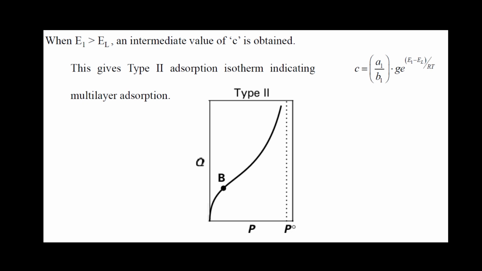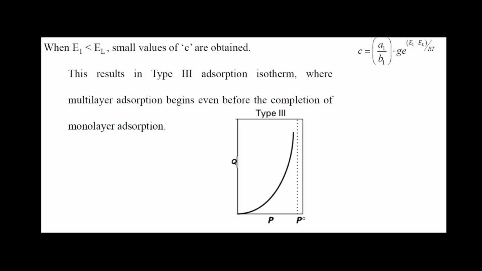This gives type 2 adsorption isotherm, indicating multi-layer adsorption. And next is when E1 is less than EL, small values of C are obtained. This results in type 3 adsorption isotherm, where multi-layer adsorption begins even before the completion of monolayer adsorption.